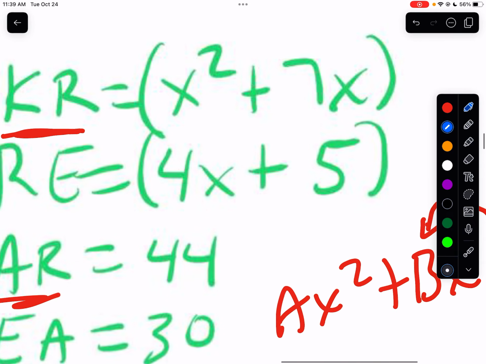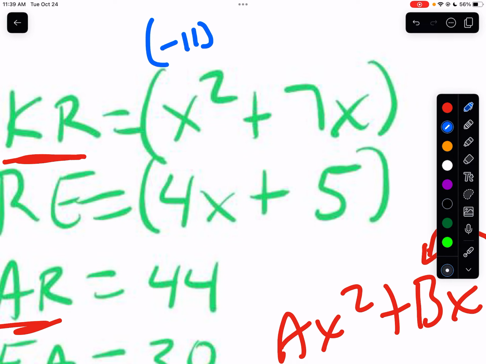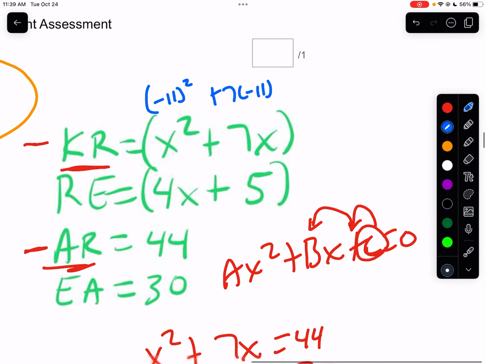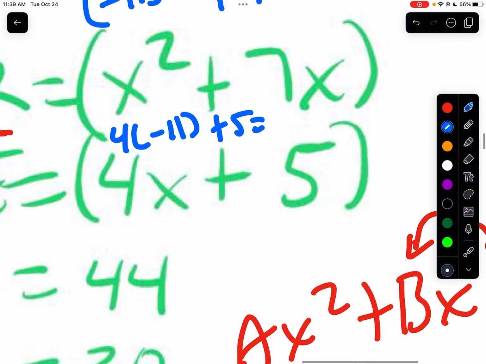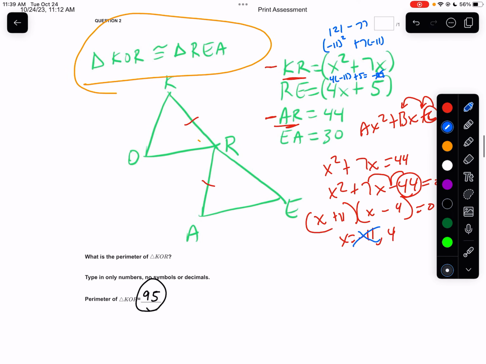So if I go up here, if I plug in negative 11 squared plus 7 times negative 11, that's going to be 121 minus 77. That's an acceptable size. But what about here? 4 times negative 11 plus 5. That is going to be negative 44 plus 5. That's negative 39. That doesn't work. The negative 11 doesn't work on RE. It has to work everywhere.